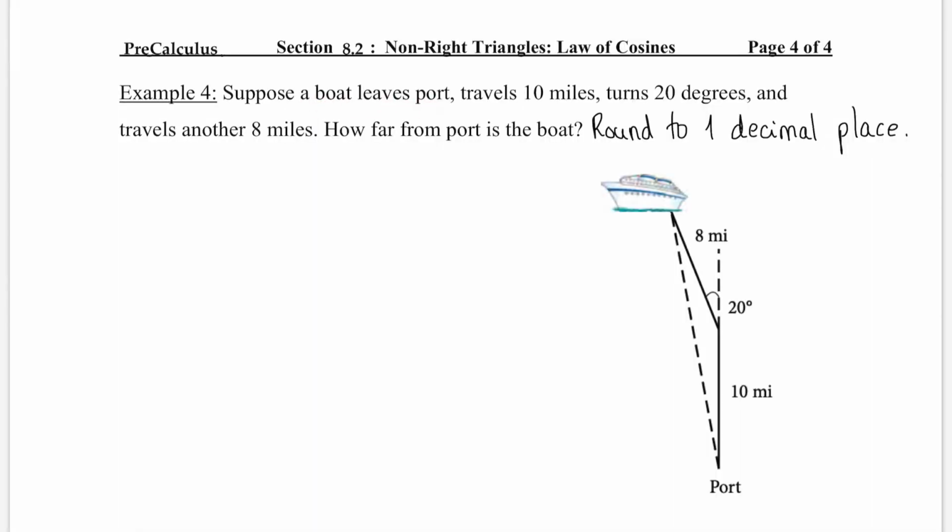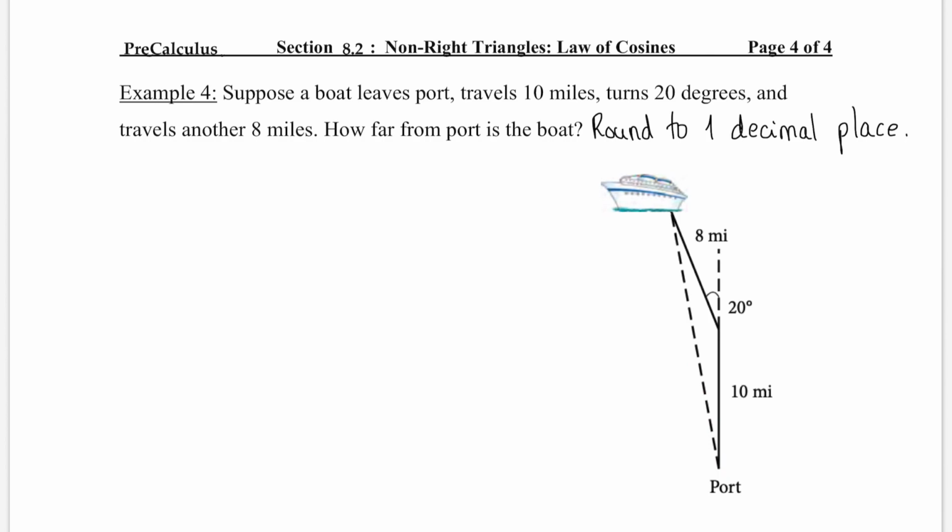Example 4. Suppose a boat leaves port, travels 10 miles, turns 20 degrees, and travels another 8 miles. How far from port is the boat? Round to one decimal place. The port is right here, so the boat starts from here. It travels 10 miles up north, and then turns 20 degrees and travels 8 miles. So this is the current location of the boat, and they're asking how far this boat is away from the port. So they're asking for this distance right here.